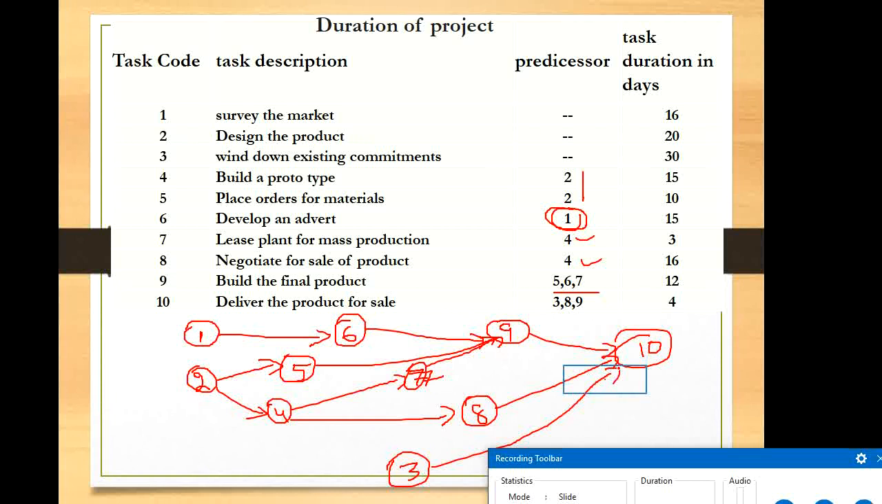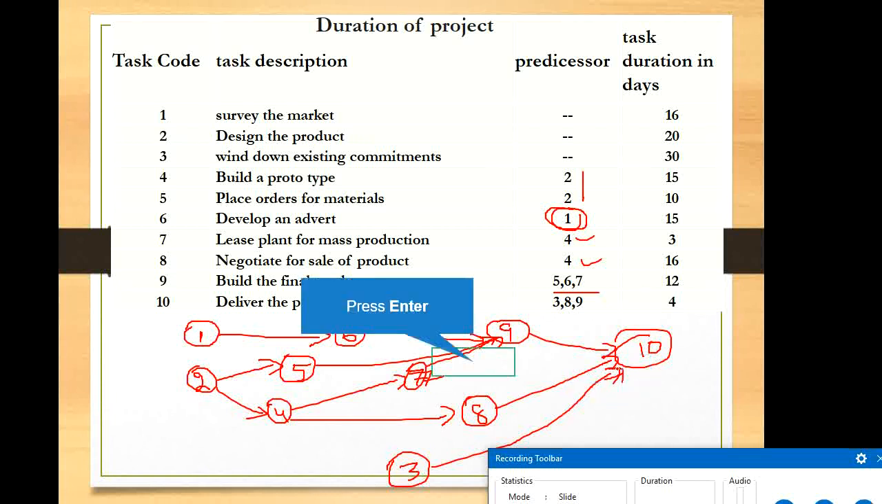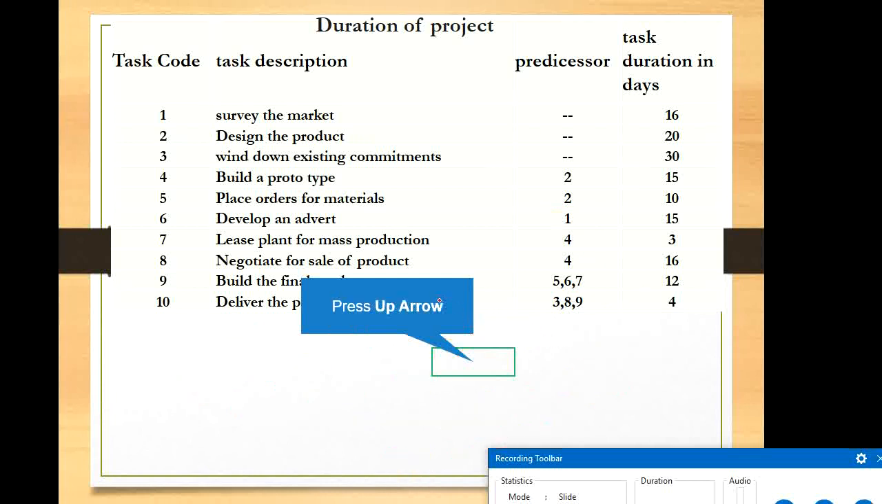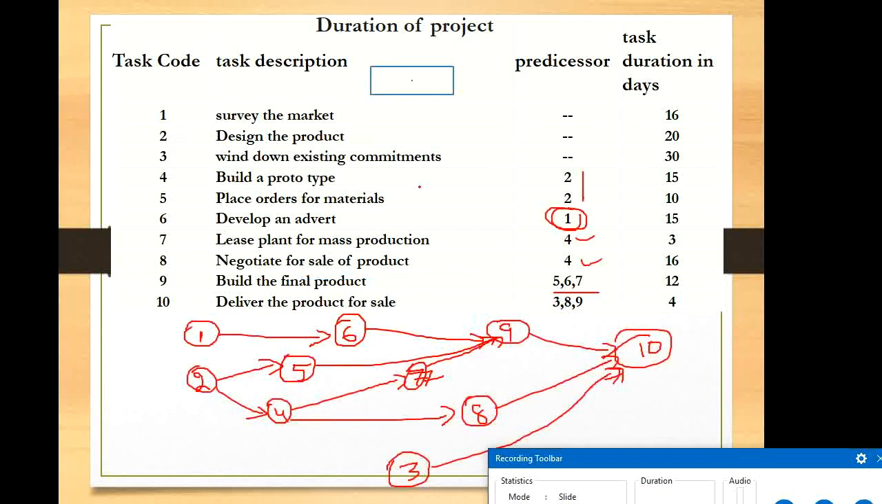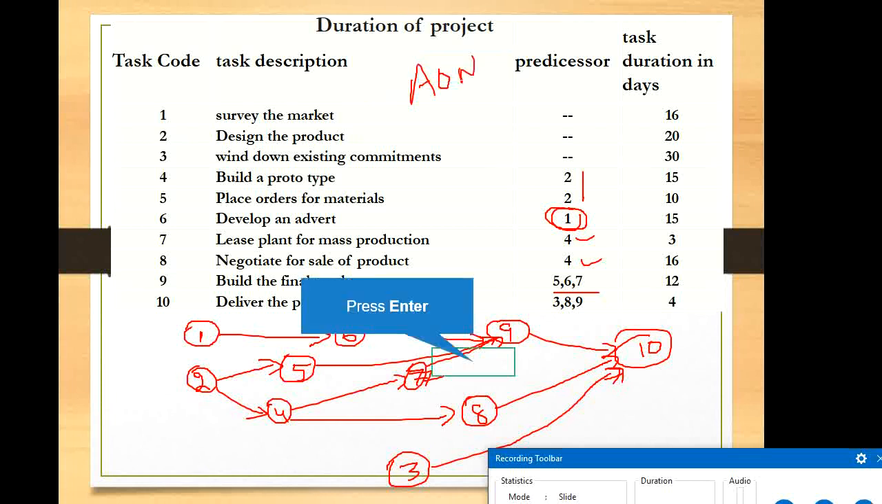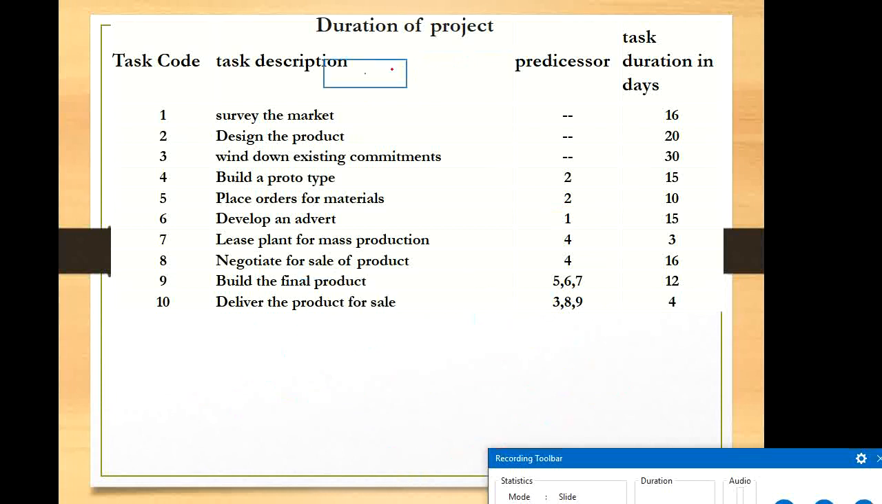Of course, while I am drawing with the mouse cursor, the lines or arrows are not straight, but normally arrows will be straight. So this is the way you need to draw the network diagram, right? In this previous case, it is activity on node, right? If we take activity on arrow, the things will be different. You try with activity on arrow method.